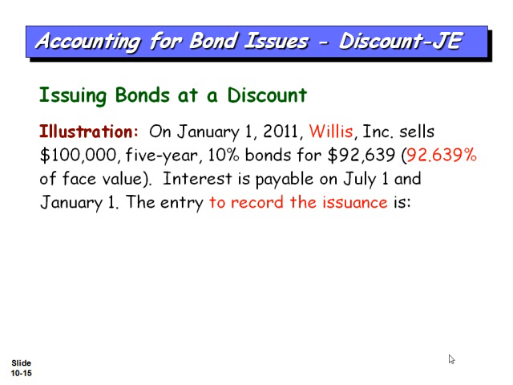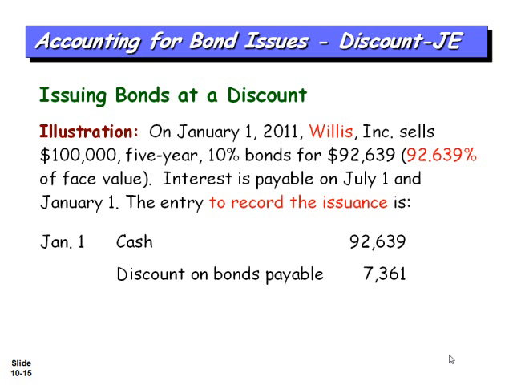Okay, so here's the journal entry for that. Willis sells 100,000 5-year 10% bonds. Now notice, the same fact pattern as the previous journal entry, but we're not selling it for face value. We're selling it for $92,639. A little bit less. In bond speak, that would be 92.639. So when we issue this bond, we only collect $92,639. So we still owe the whole bond. You can see this below. You can see this bond payable. We still owe $100,000. We only got $92,000, so we booked the difference to this account, discount on bonds payable.